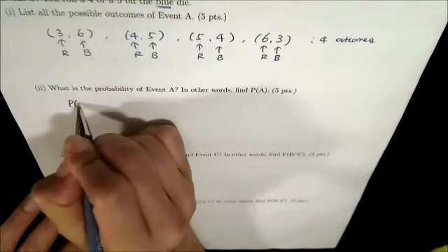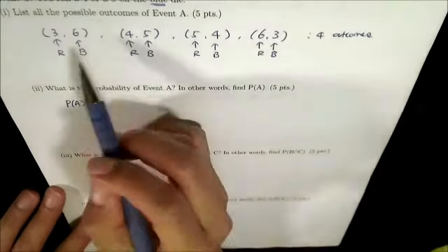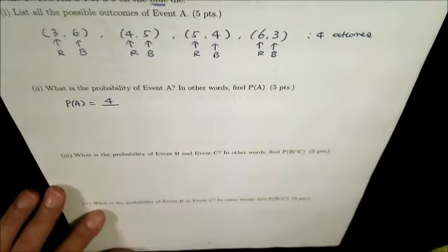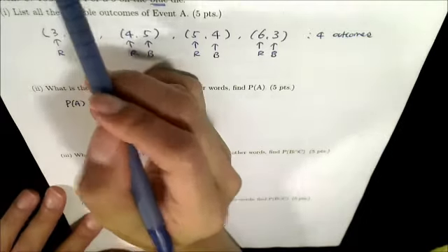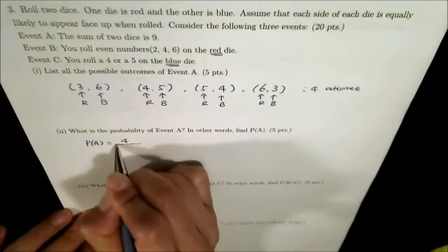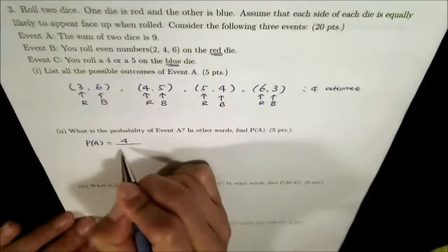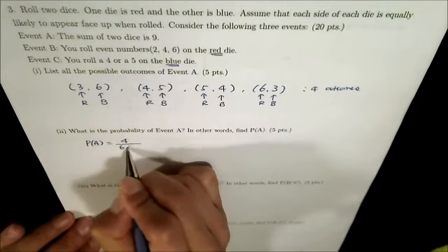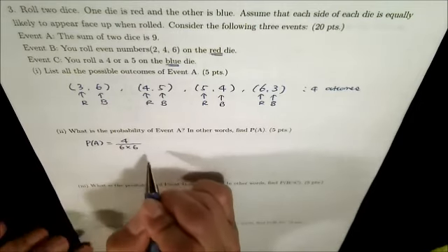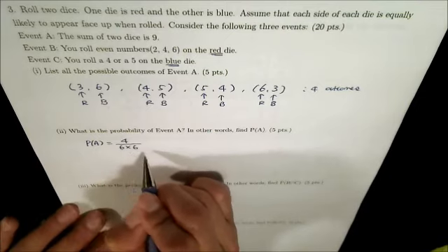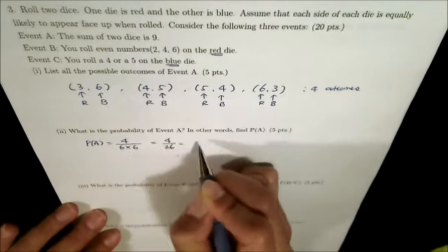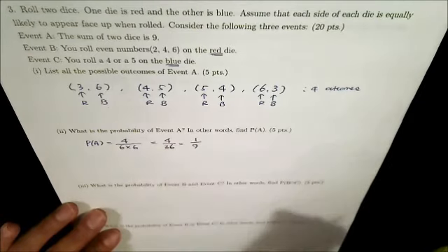So P of A, the probability of A, and we have 4 outcomes. Out of how many? We roll 2 dice. So all the possible outcomes. The first die has 6 sides, and second one has 6. Therefore, the number of all the possible outcomes is 36. 4 out of 36. 1/9.